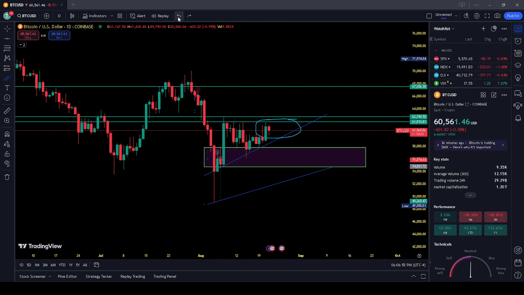These are your levels here, which I marked in green. 61,915 is your first resistance, 62,612 is your second resistance. In terms of support, this is a big support, right? Sitting right here, 57,864. If it goes below it, you can see more downside. So 57,864 is your support. Be careful at this particular level.